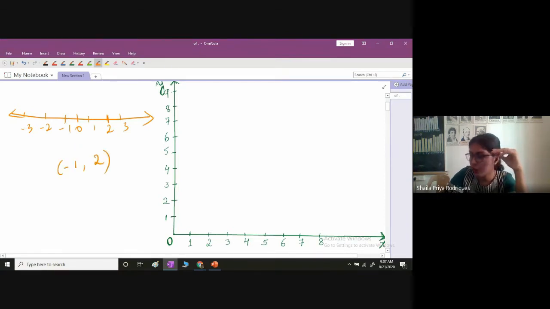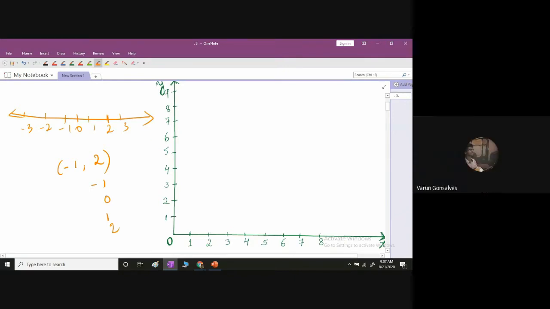What numbers does this open interval have? What are the elements of this open interval? An interval is a set, first of all. Okay, what elements does this set have? What are the elements of this set? Are they -1, 0, 1, and 2? Are these the elements of this set? We don't know. Every number between -1 and 2, excluding -1 and 2.